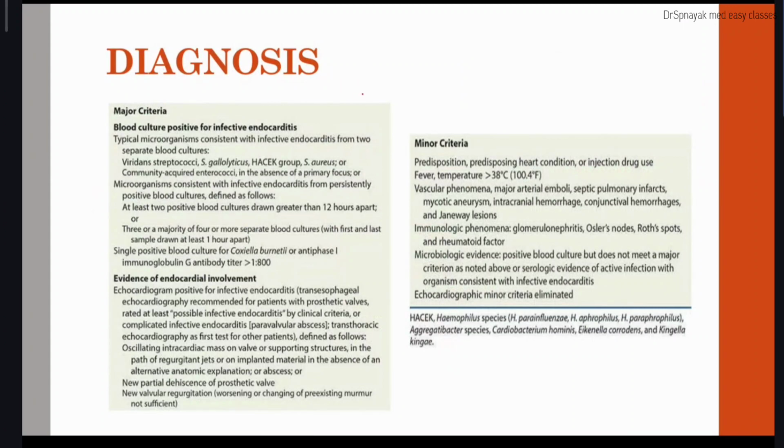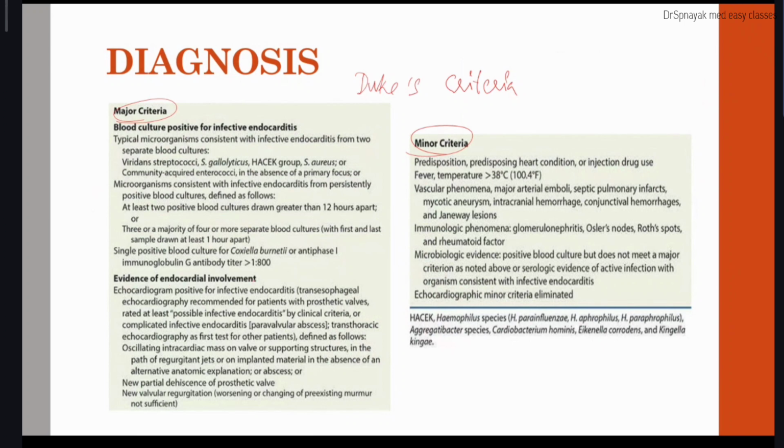So diagnosis: there is a diagnostic technique called the Duke's criteria. For the Duke's criteria, there are certain criteria termed under major criteria and minor criteria. For major criteria, blood culture positive for infective endocarditis. If there is a positive blood culture, it falls under the major criteria. These involve typical microorganisms consistent with infective endocarditis from two separate blood cultures, and at least two positive blood cultures drawn greater than 12 hours apart, or three or a majority of four or more separate blood cultures with first and last sample drawn at least 1 hour apart. So these blood cultures fall under the major criteria.